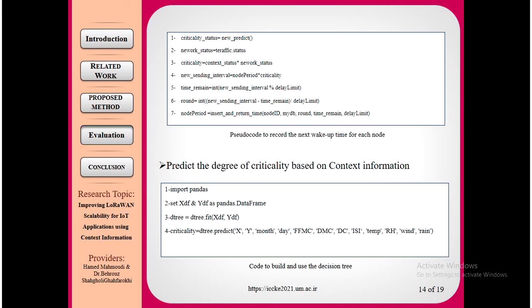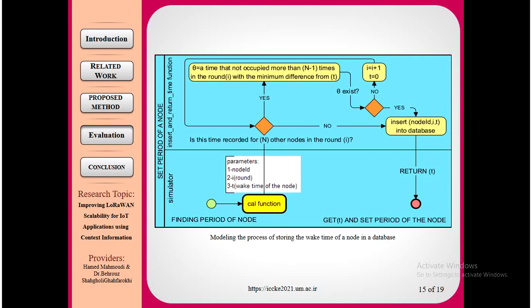The second figure depicts how we build and use a decision tree in Python to predict the degree of criticality based on context information. But setting the next wake-up time of each node is not enough, because we need to make sure that this time is not recorded for more than a certain number of nodes, because the same waking times of a large number of nodes will lead to more collisions in the network. The operations of the modeling process of storing the wake time of a node in the database are performed in the insert and return time function.